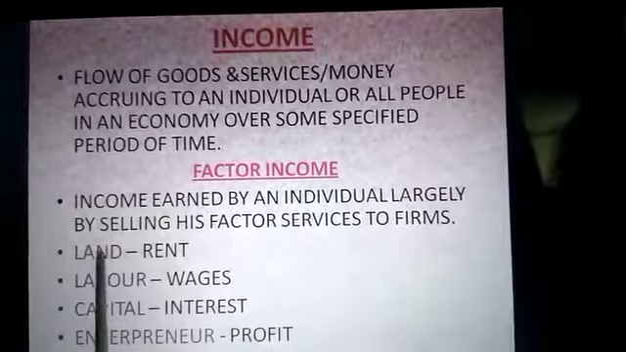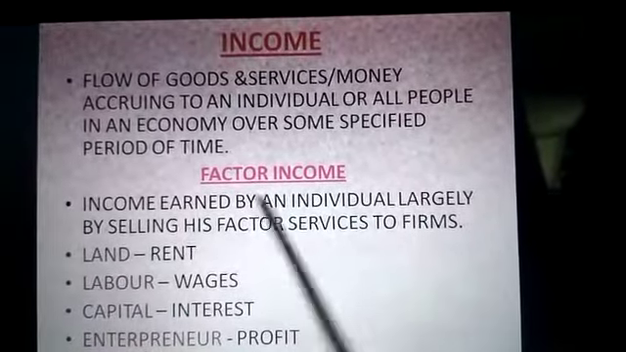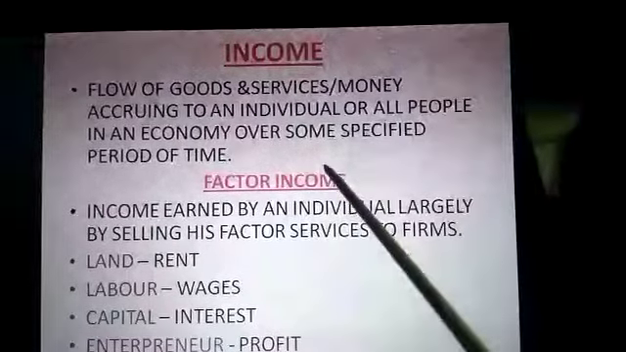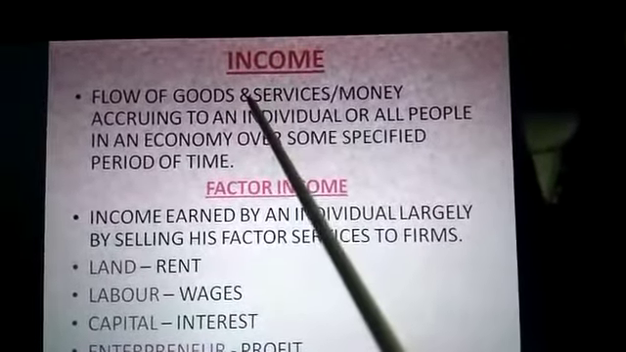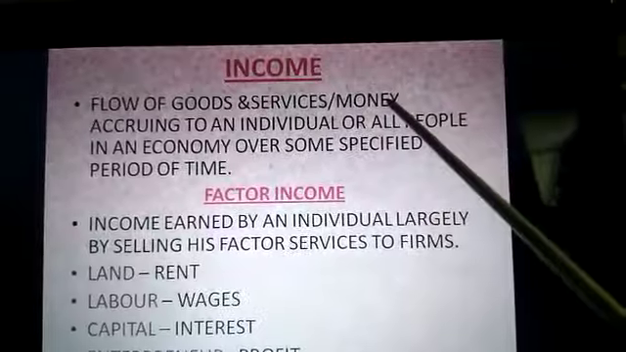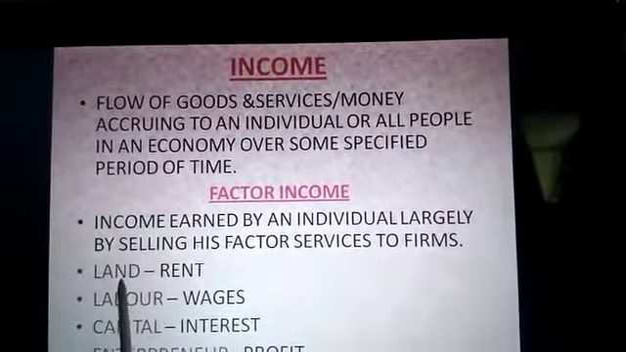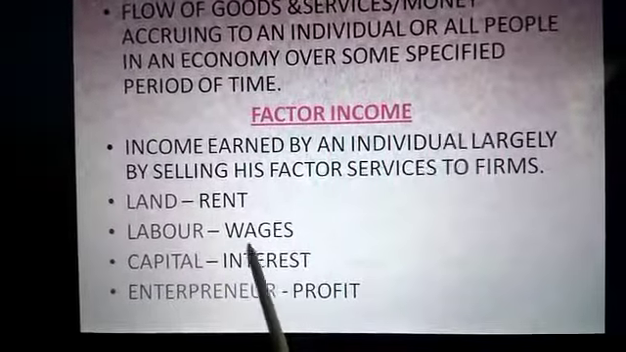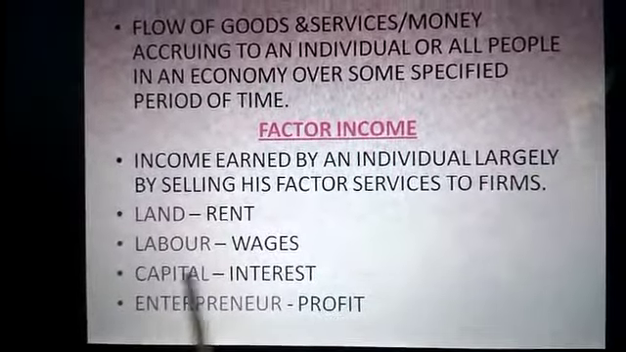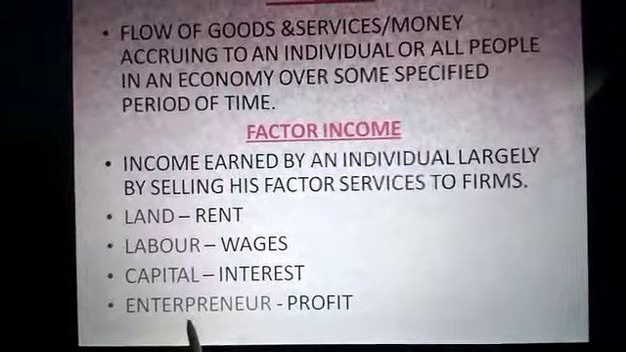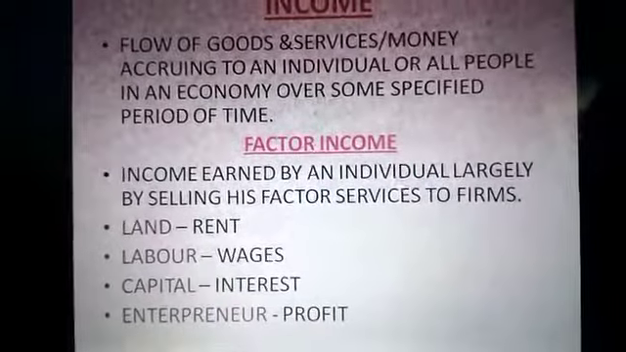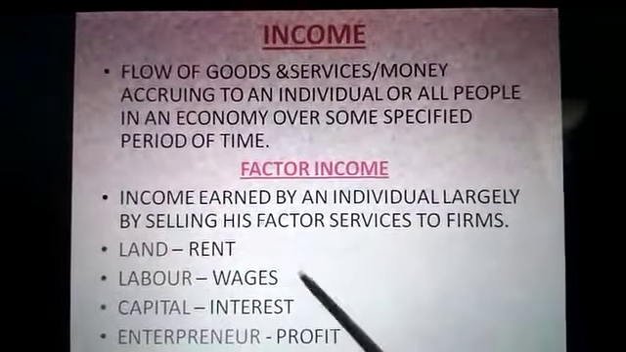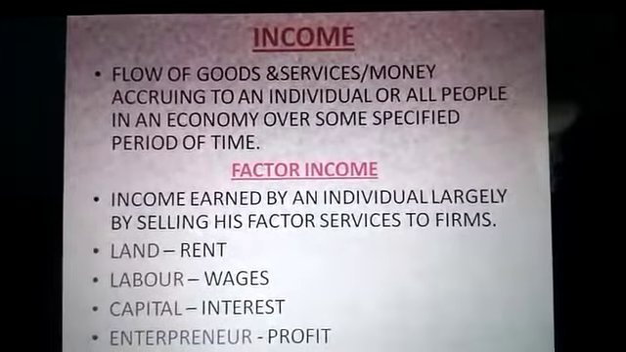These owners of land, labor, capital and entrepreneur provide their services to the firms, and in return firms provide them an income, be it in the form of goods and services or in the form of money. The amount of money paid to the landowner is known as rent. Labor gets wages for the work he does. Capital gets interest. And the entrepreneur is paid profits for the work he does. So these rent, wages, interest and profit are termed as factor income.